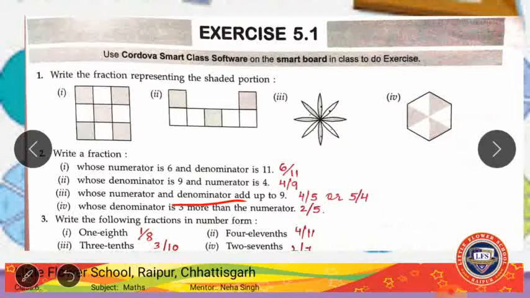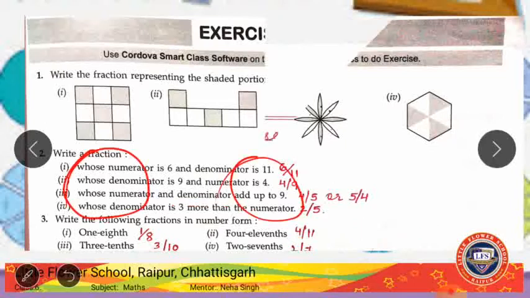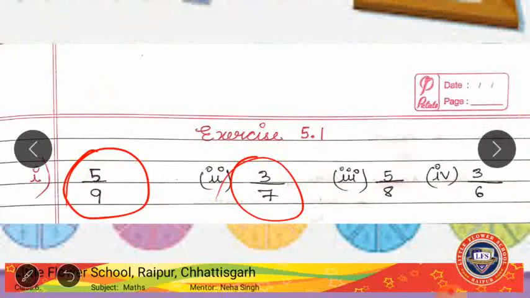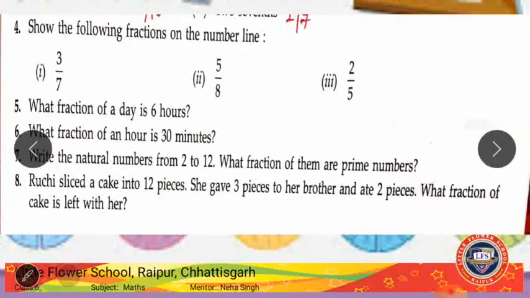Write the following fractions in number form. 1/8, 1 by 8, right? 4 11ths means 4 upon 11. 3 tenths means 3 by 10. 2 sevenths means this is 2 by 7. Okay, so like this I have told how to write the third question. Coming to the fourth question, you have to represent it on the number line.